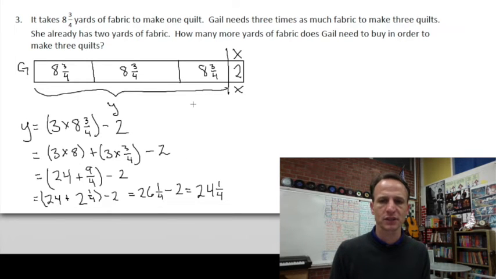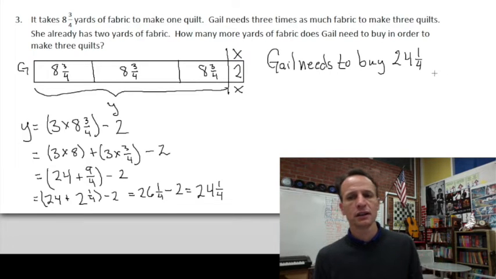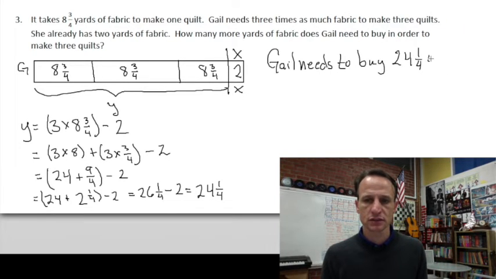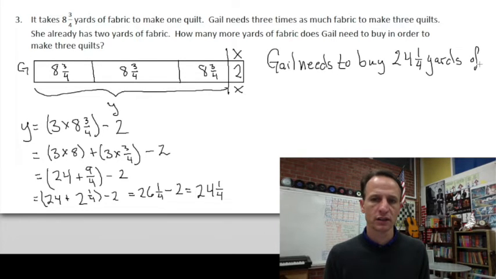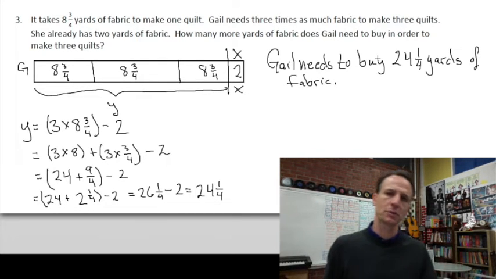So Gail, bless her ever-loving heart, needs to buy 24 1/4. And what are we talking about here, Ed? Yards of fabric, and you could add to make 3 quilts. I'm happy the way it is. Let's go on to number 4.